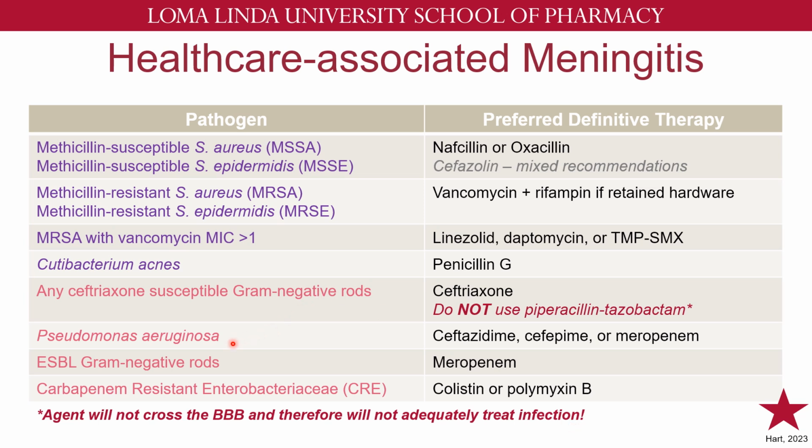For Pseudomonas aeruginosa infection, we use ceftazidime, cefepime, or meropenem. For an ESBL gram-negative rod, meropenem. And then for a carbapenem-resistant Enterobacteriaceae, or CRE, I hope no one will ever see this growing in someone's CSF cultures. But if you do, colistin or polymyxin B will be the agents of choice here.